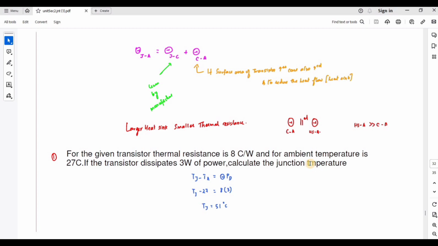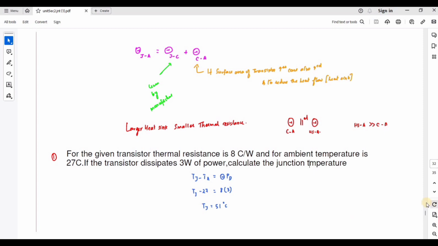So this is the formula we know already. Tj minus Ta is equal to constant of proportionality into Pd. They have asked for the Tj value, so you have to substitute. Ta is 27, the constant of proportionality, that is thermal resistance, is 8, and power dissipation is 3. So 8 into 3 is 24. 24 plus 27 is 51 degree Celsius. So the junction temperature value is 51 degree C.